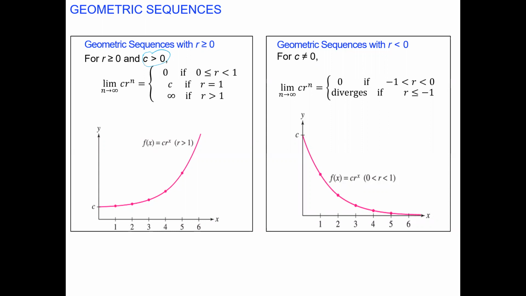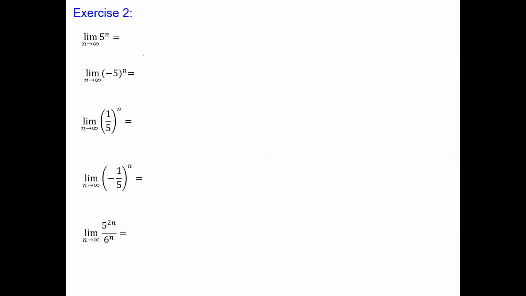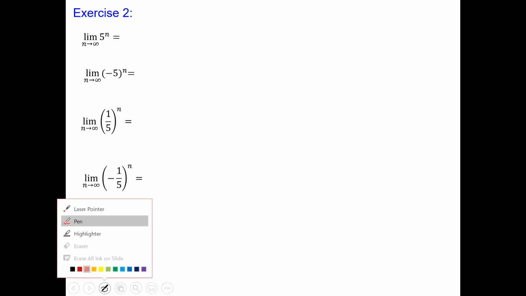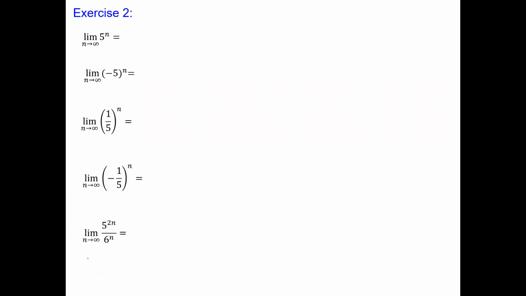Okay, let's analyze exercise number 2, with 4 or 5 problems. Let's just get the limit. All of them are the sequences that I just wrote in the limit. Okay, 5 to the power of n. Of course, the limit is infinity, or we will say the limit does not exist. The sequence diverges. Negative 5 to the n, also the limit is positive, negative infinity, but I will say does not exist.